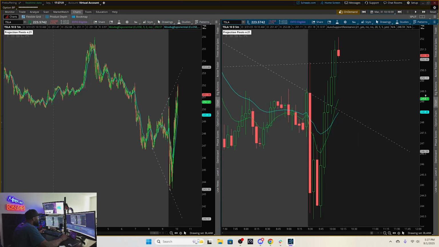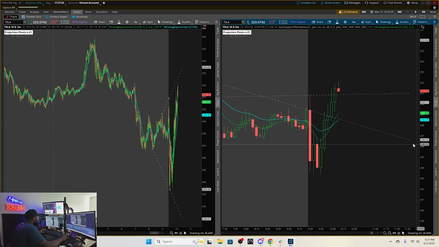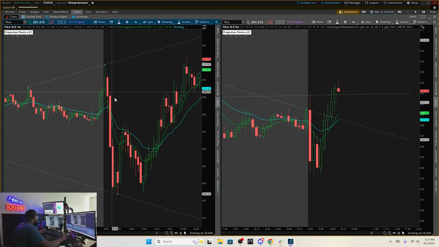Boom, same thing. Inverted hammer for that double top reversal from pre-market. Bearish reversal, double top on the 5-minute. Nice wick on the 5-minute, then we flushed. Nice.